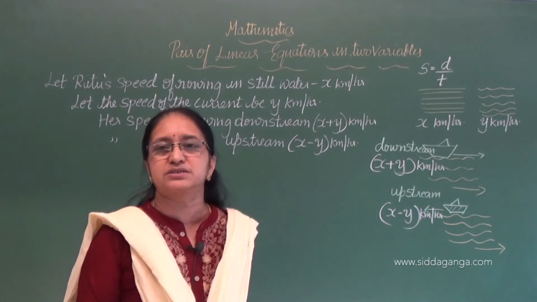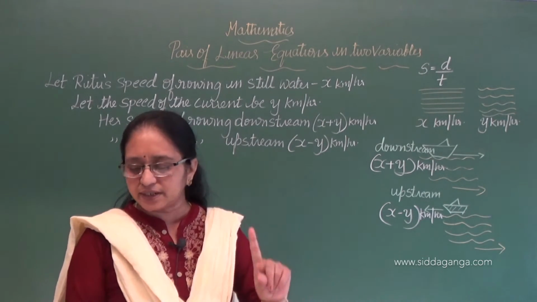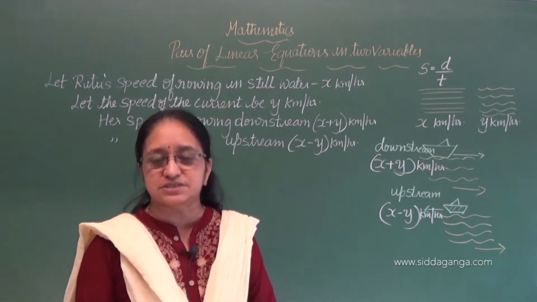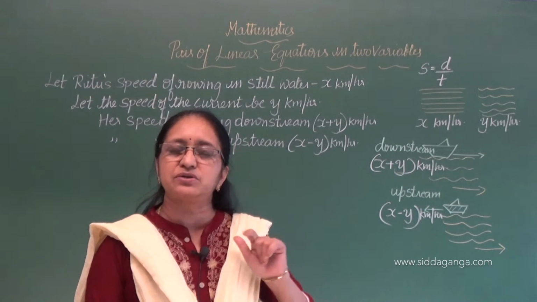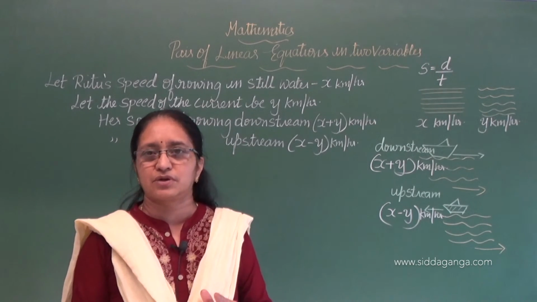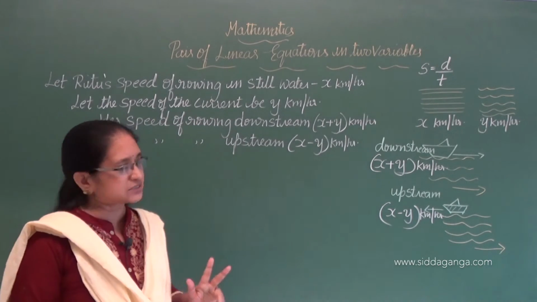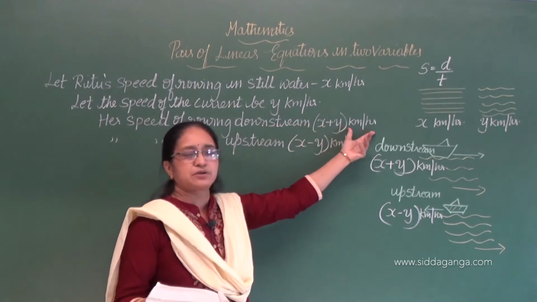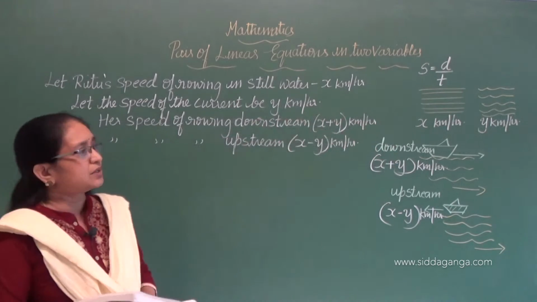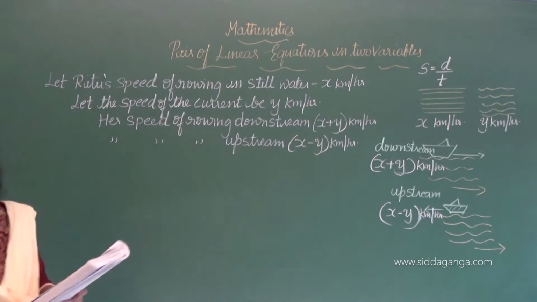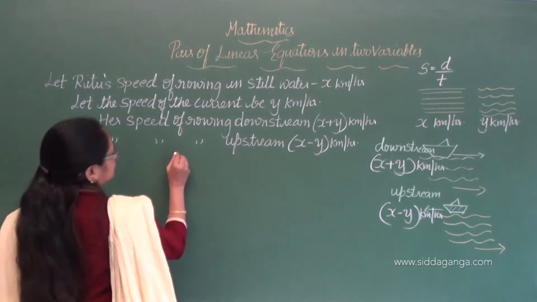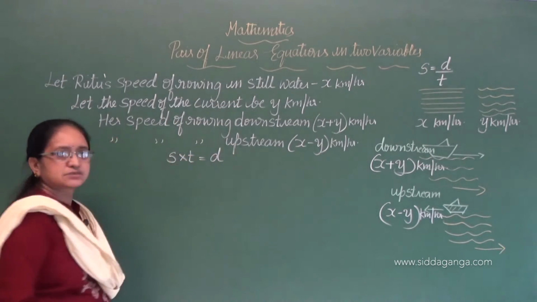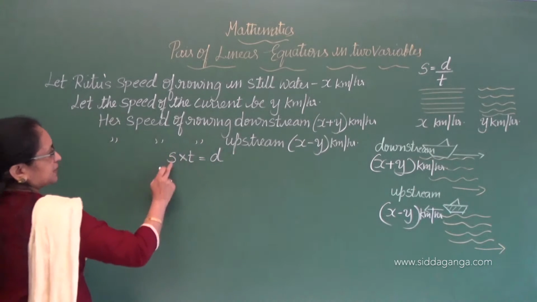According to the question, downstream 20 kilometers in 2 hours. See, 20 kilometers is the distance, and also we know the time. Okay, we know the speed. Speed is how much in the downstream? x plus y kilometer per hour. Now, speed into time. We all know that speed into time is equal to distance. You know this, correct?